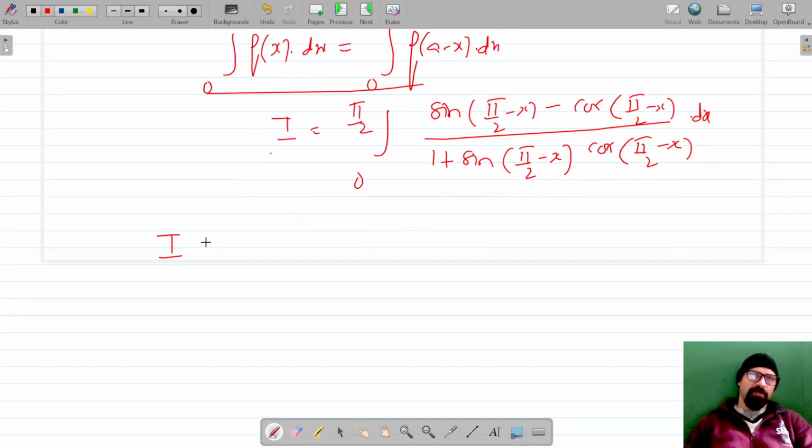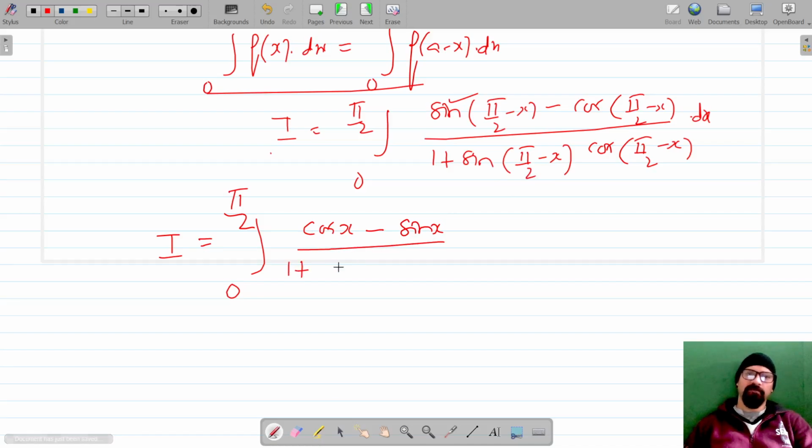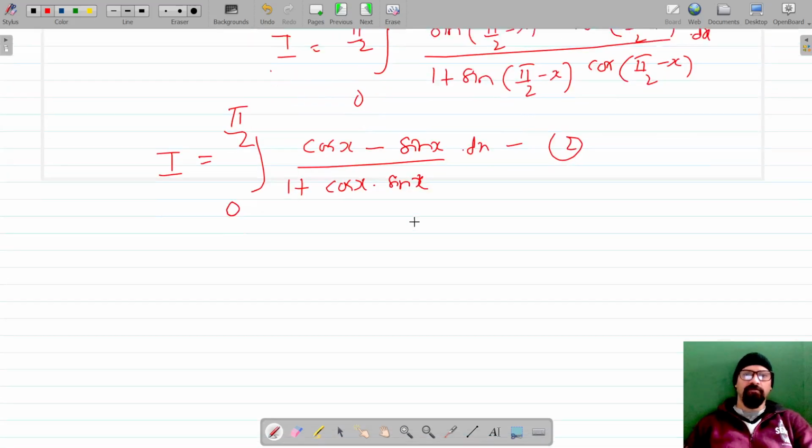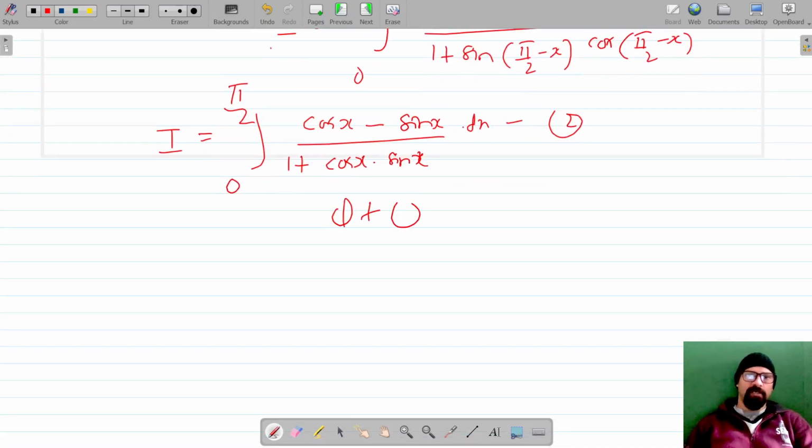Now this can be written as I equal to the integral from 0 to pi by 2. Sine of pi by 2 minus x is cos x, and cos of pi by 2 minus x is sine x. And 1 plus sine of pi by 2 minus x into cos of pi by 2 minus x is the same, so the denominator remains the same, into dx. Let this be equation 2. So we are going to add 1 and 2.